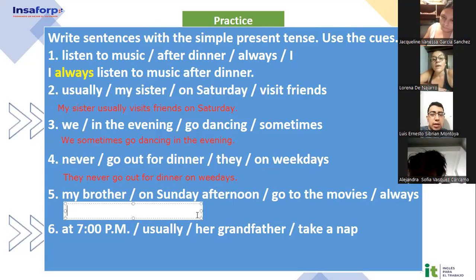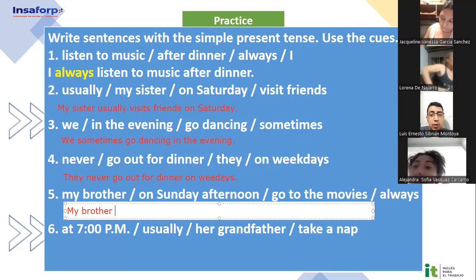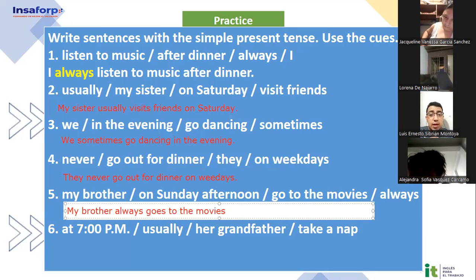Luis, please, number five. Hey, hello, welcome. Can you help me with number five, please? Okay, my brother always goes to the movies on Sunday afternoon. Very good, thank you. Sofia, number six, please.